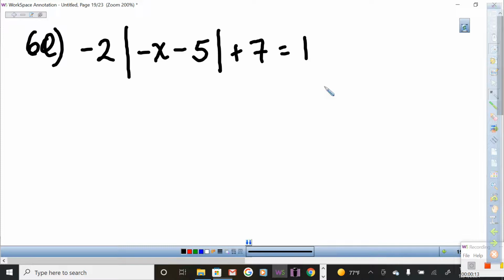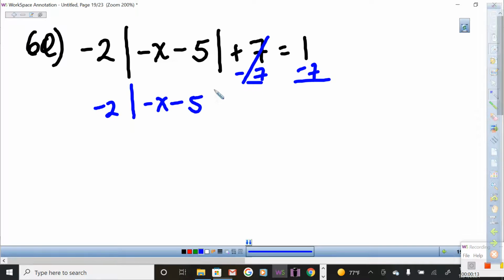Now, as we covered at the beginning of the school year, the second week, we said that we need to leave the absolute value by itself, which means what's outside of the absolute value on this side? We have a -2 multiplying and the plus 7. So let's get rid of the plus 7. So what do we do? Minus 7. That leaves us with -2 times the absolute value of negative x minus 5 equals -6.